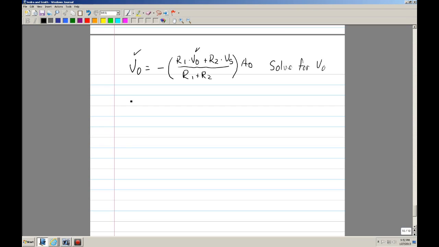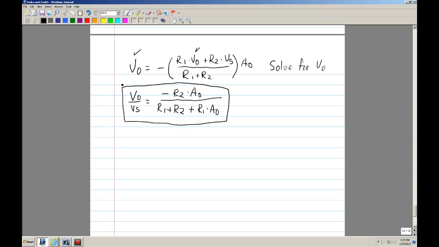Once you do the math, you end up with V out over VS equals negative R2 times the open loop gain, divided by R1 plus R2 plus R1 A sub O. So here's the equation, but it's still not in the form that I would like. We're almost there.